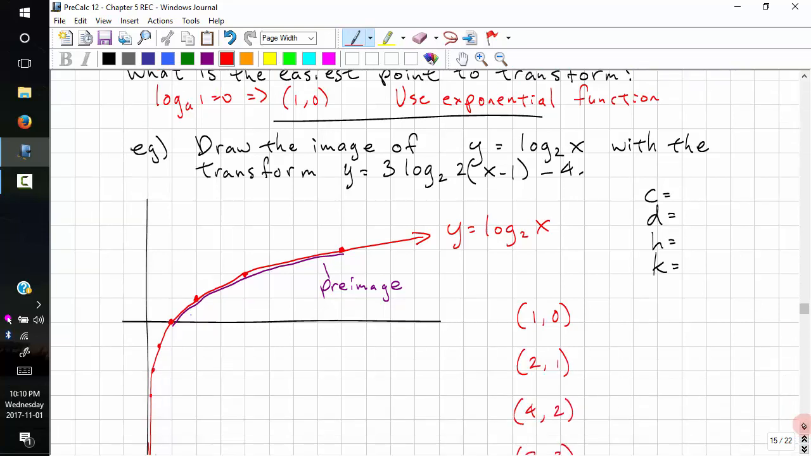So here's an example. Draw the image of y equals log base 2 of x with a transform of y equals 3 log base 2 of 2 times (x minus 1) in brackets, minus 4. So we have c is equal to 3. This means vertical stretch. We have d is equal to 2. This is a horizontal compression of a half. We have h equal to 1. This is right. And we have k equal to negative 4. This is down.